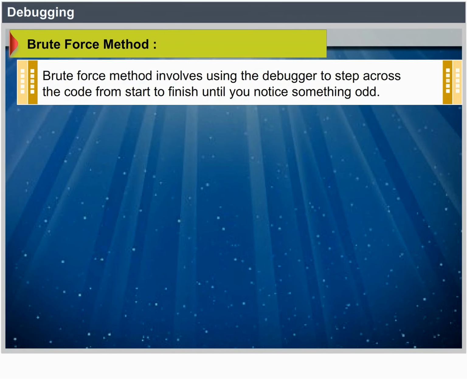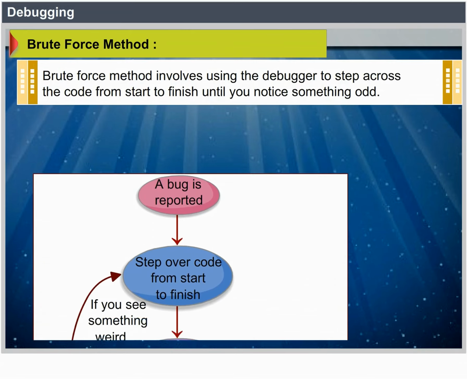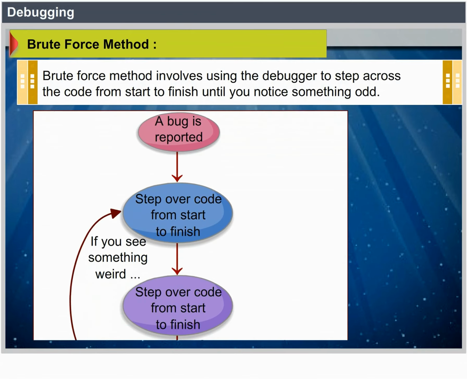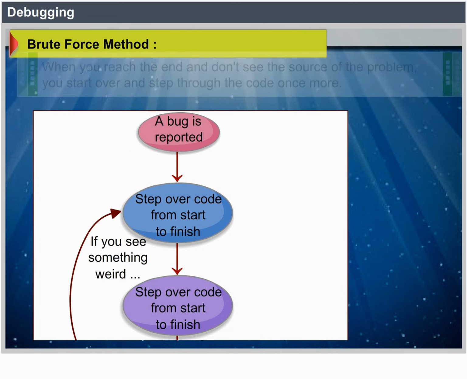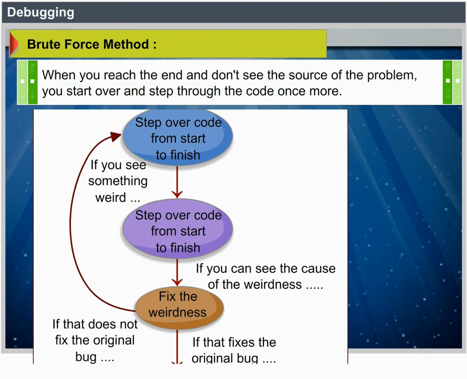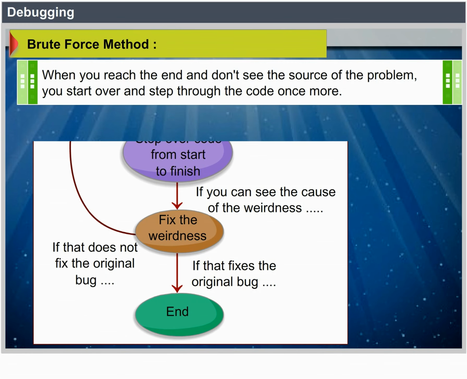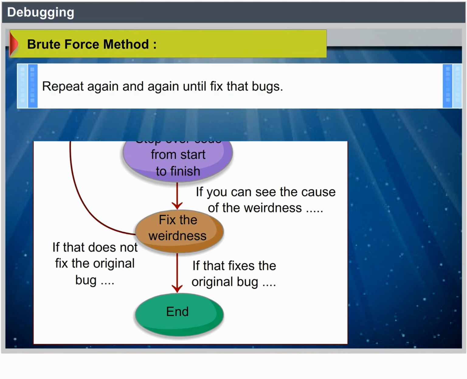Brute force method involves using the debugger to step across the code from start to finish until you notice something odd. Then you start over and step through the code again, looking for the source of that oddity. When you reach the end and don't see the source of the problem, you start over and step through the code once more, over and over again until the bug is fixed.